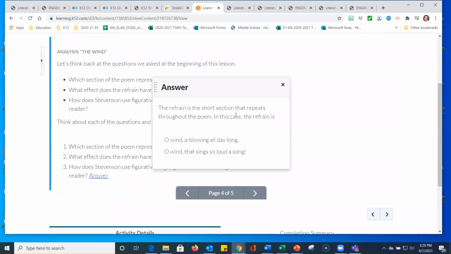The refrain is a short section that repeats all through the poem. In this case, the refrain is "Oh, wind a blowing all day long, oh wind that sings so loud a song." Did you get it? If you didn't, you might want to copy and paste this into that review document.